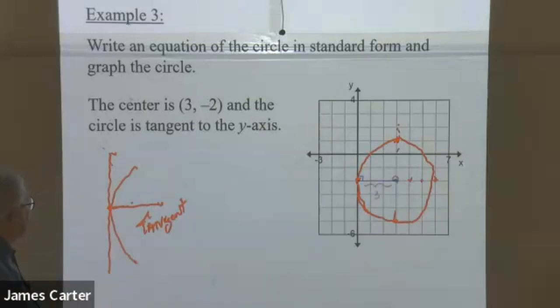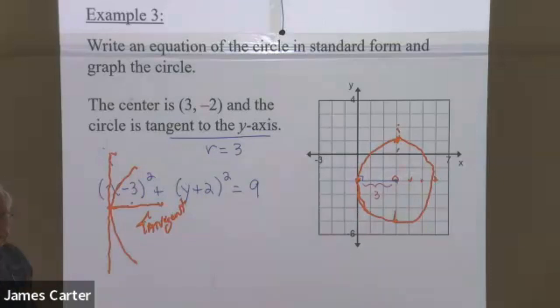I want to get some stuff done. Okay, our radius was 3. So now we have enough information to write the equation. Okay, opposite sign, radius squared. There's the equation of that circle, which is tangent to the y-axis, meaning touching, and the radius is at a right angle. And their circle's a little bigger than mine.